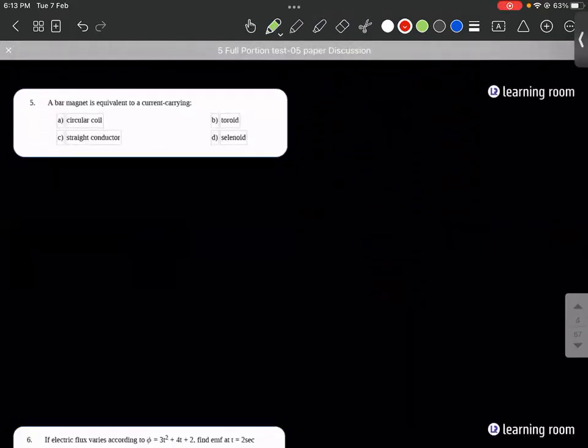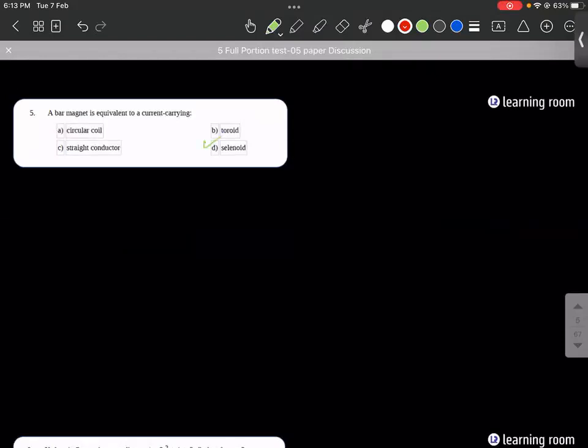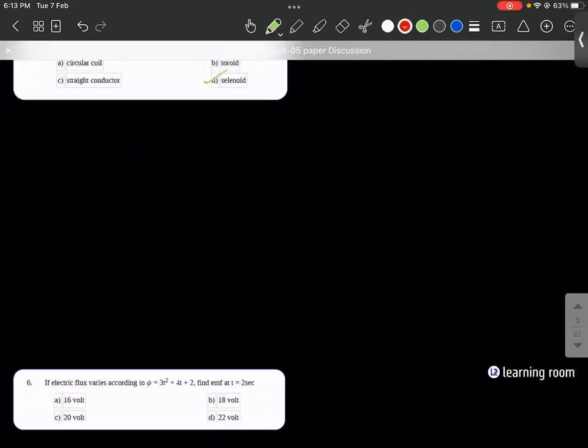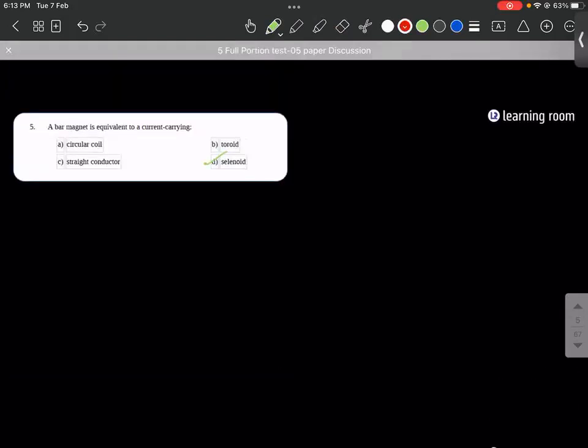So bar magnet is equal to a current carrying solenoid. There is a spelling mistake, but answer is solenoid. This is good. Fifth one, D. Yes, sir. Fifth D is put.